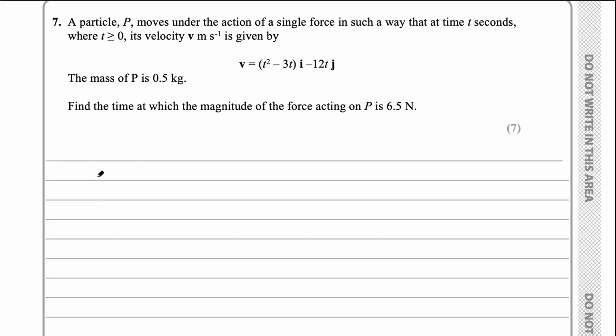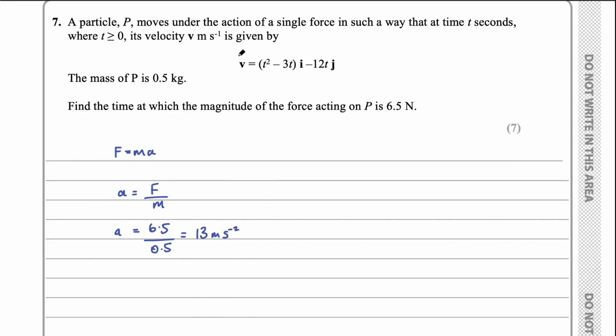So firstly, let's find the acceleration using F equals ma. So we know the force equals the mass times the acceleration. Therefore, the acceleration equals the force divided by the mass. And when the force is 6.5, we'll have 6.5 divided by 0.5 being the mass. And this is equal to 13 meters per second squared. Okay, so we have the acceleration at that time t.